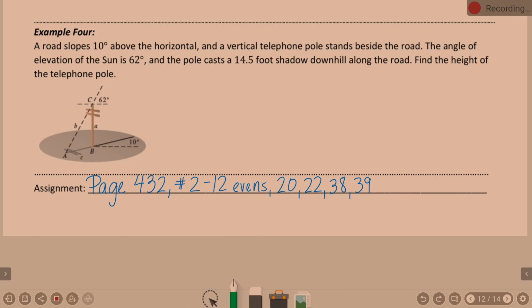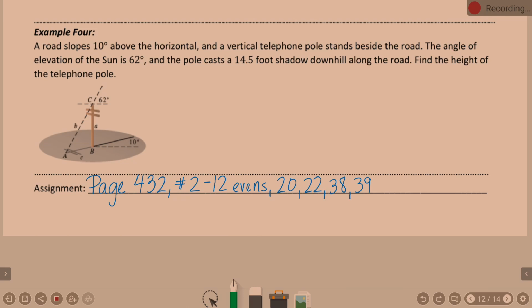A road slopes, and this is the hard part of this one, 10 degrees above the horizontal, and a vertical telephone pole stands beside the road. The angle of elevation of the sun is 62 degrees, and the pole casts a 14.5-foot shadow downhill along the road. Find the height of the telephone pole.